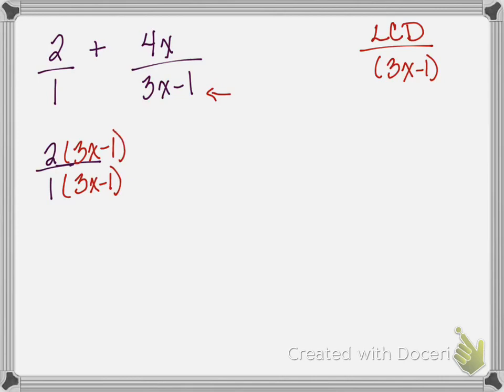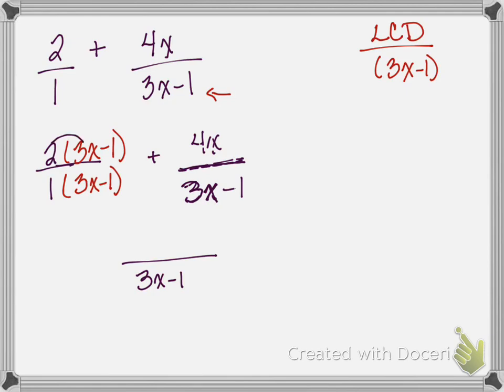Okay? Now, my second rational, 4x over 3x minus 1. That one, I don't have to multiply anything times that one because it's already in terms of my least common denominator. So my new denominator is going to be 3x minus 1.